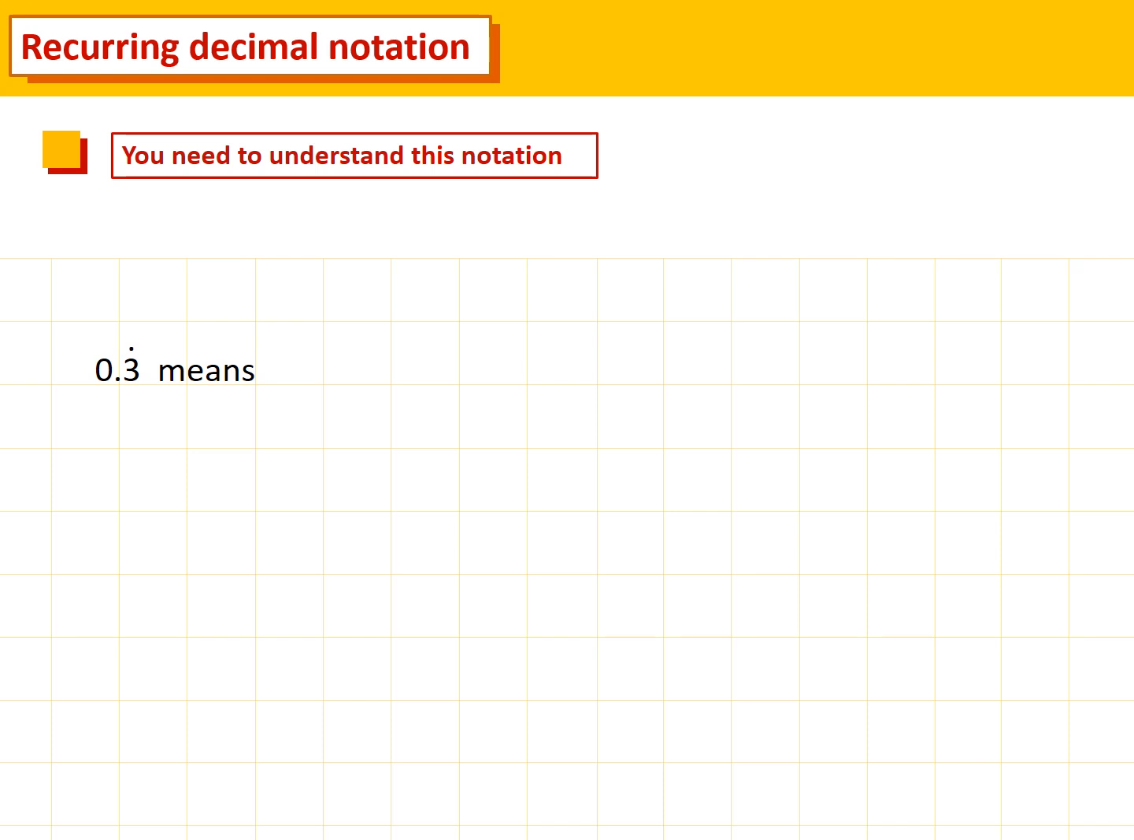0.3 with a dot above it means 0.3333 and the 3's repeat. That's what the little dot over the 3 means.